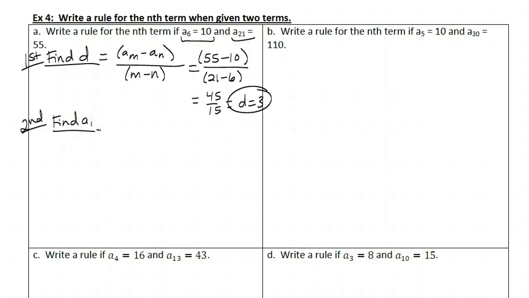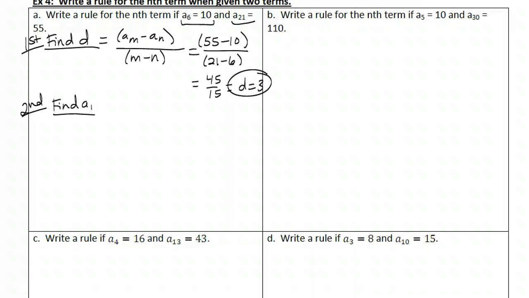Once I know what D is, now I can find A1, and this part of finding A1 is the same thing we did for example 3. So I have D now, same exact thing we did for example 3 to find term 1. So you could use either term 6 or term 21. Either way, you should get the same correct answer. So I'm going to use term 6 just because it looks like smaller numbers this time.